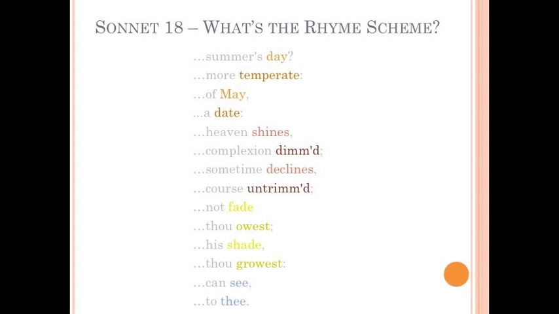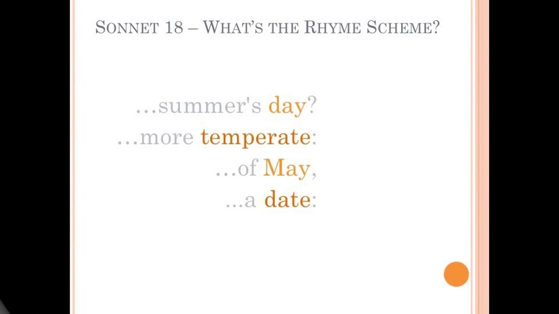Take a look at this pattern that the coloring has created. We're going to take a specific look at the first quatrain. The words that we have are day, temperate, May, and date. To figure out what a rhyme scheme is, you ask yourself, does this word rhyme with this word? So we're going to ask ourselves, does day rhyme with temperate? No, it does not. This is not the same sound. Because day does not rhyme with temperate, you skip to the next line. Does day rhyme with May? In fact, it does. So for this sound, we will label it A.